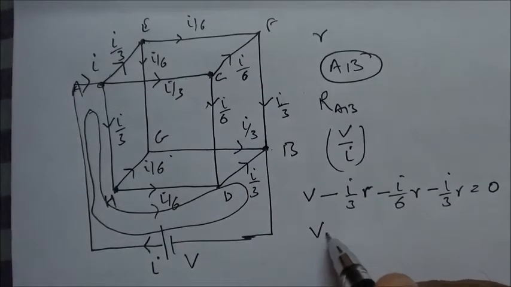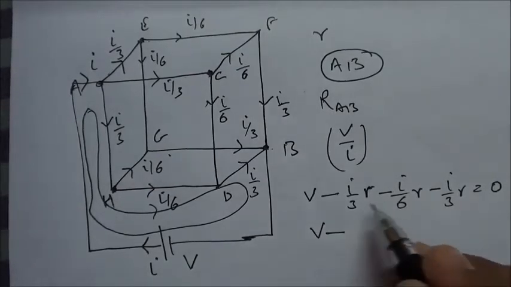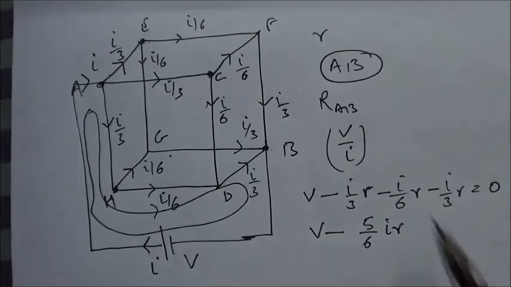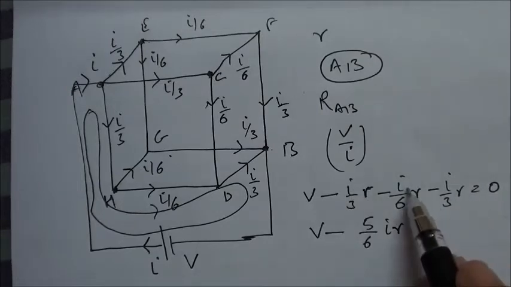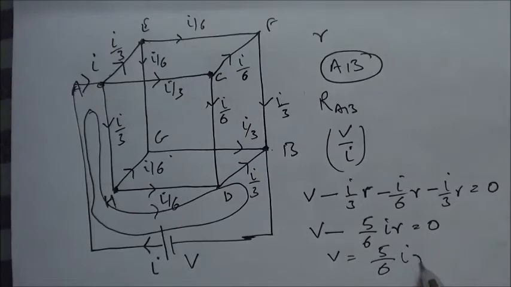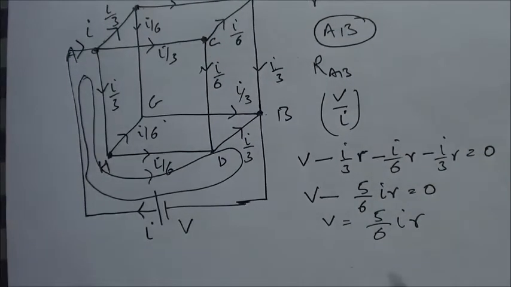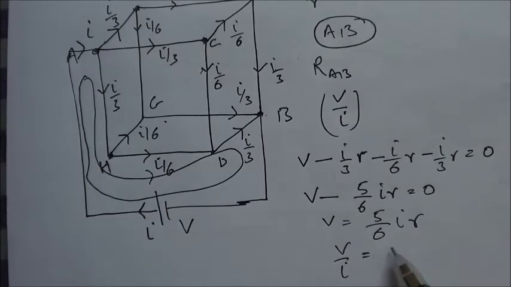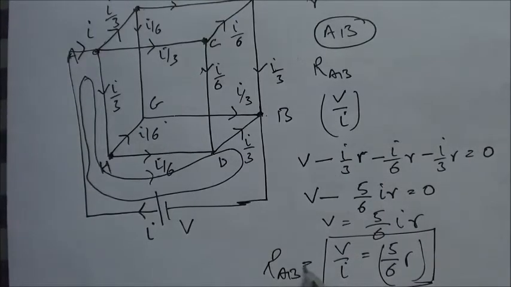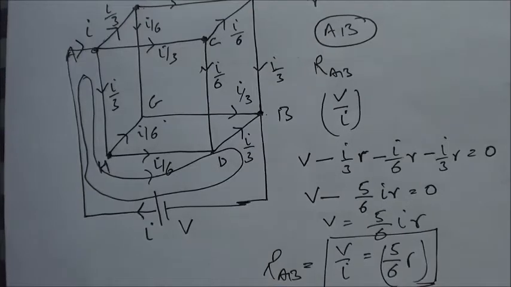So it becomes V minus, adding all these three, 5 by 6 IR, multiplied by 2 here. So it becomes 1 by 3 plus 1 by 6 plus 1 by 3, which is 5 by 6 R, equal to 0. So V is equal to 5 by 6 IR, or I can say V by I is equal to 5 by 6 R. So the equivalent resistance between AB is 5 by 6 R.